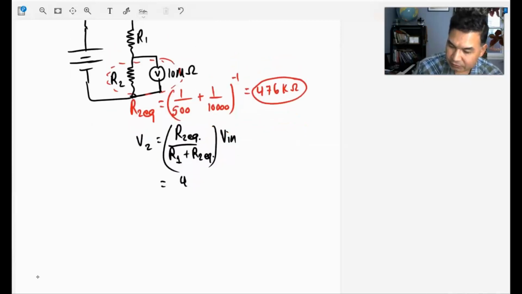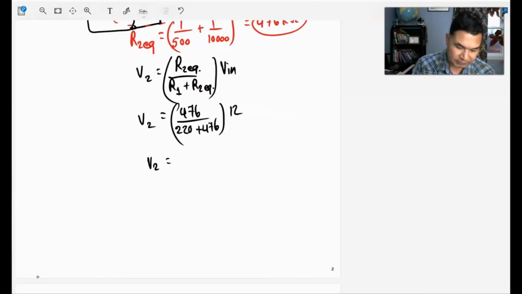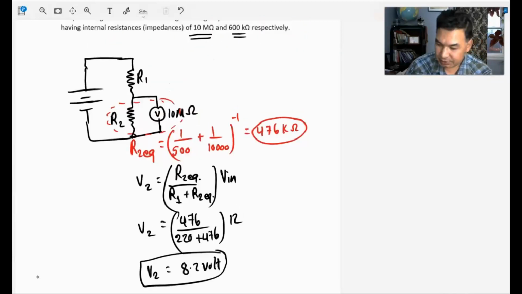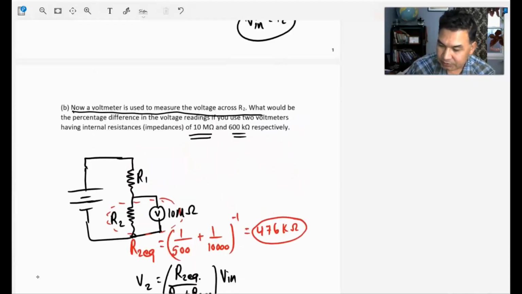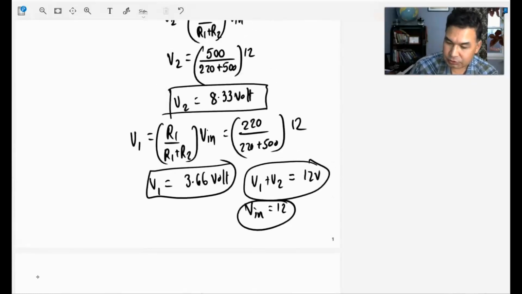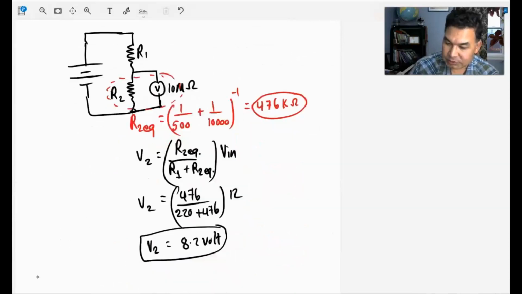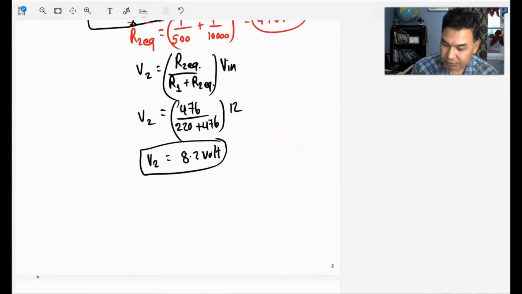So R2 equivalent is 476 kilo ohm. So R1 is still 220 kilo ohms plus 476 kilo ohm, times the 12 volts. The battery voltage is still same. Now let's do that. So 476 divided by 220 plus 476 times 12. So 8.2 volt, right? Not very different from 8.3. So theoretically, in principle, it should record 8.33 if the voltmeter is ideal. But if you use a voltmeter with 10 mega ohm internal resistance, it will record 8.2 volt. Still not that bad, right?